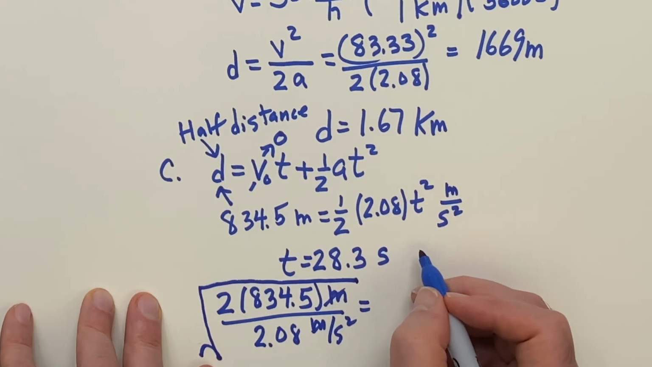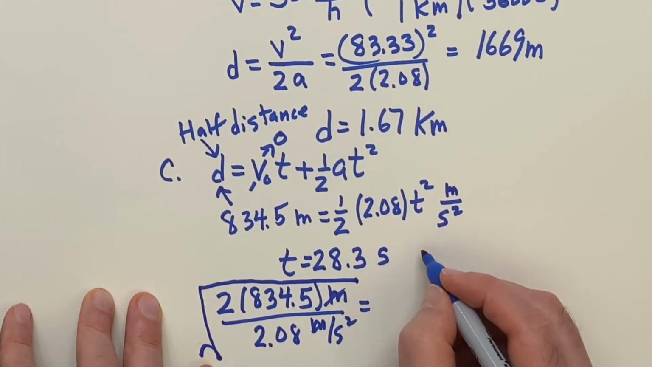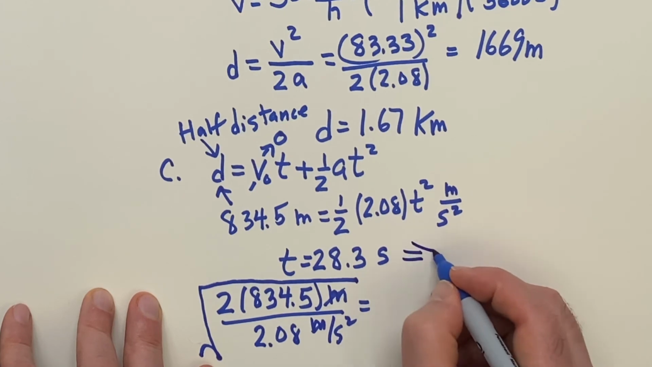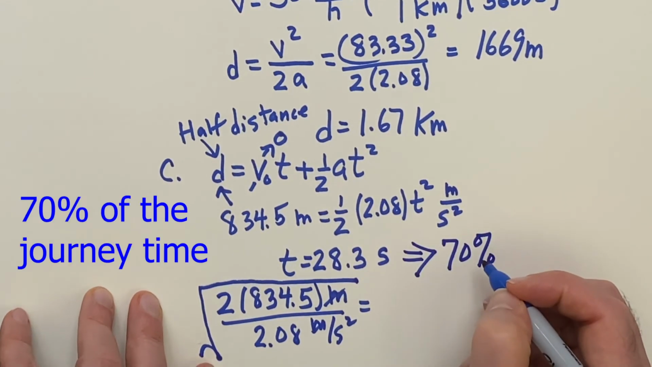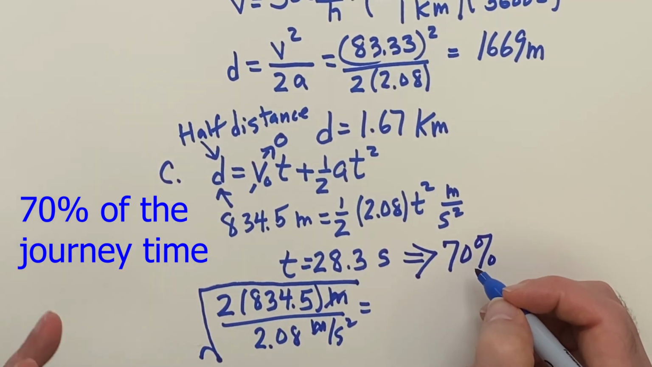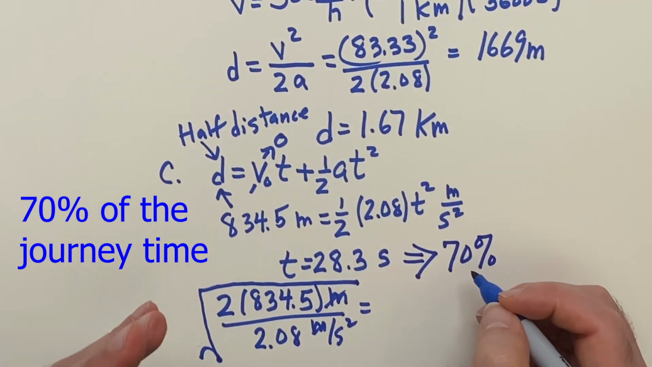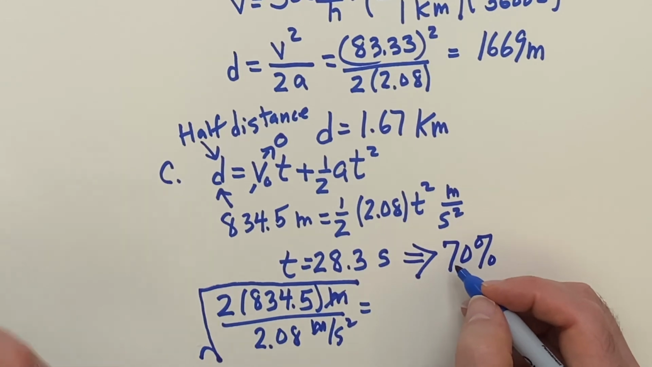So notice that the total trip was 40 seconds. So this corresponds to about 70% of the journey. In other words, 70% to go half the distance, and then only 30% to go the other half.